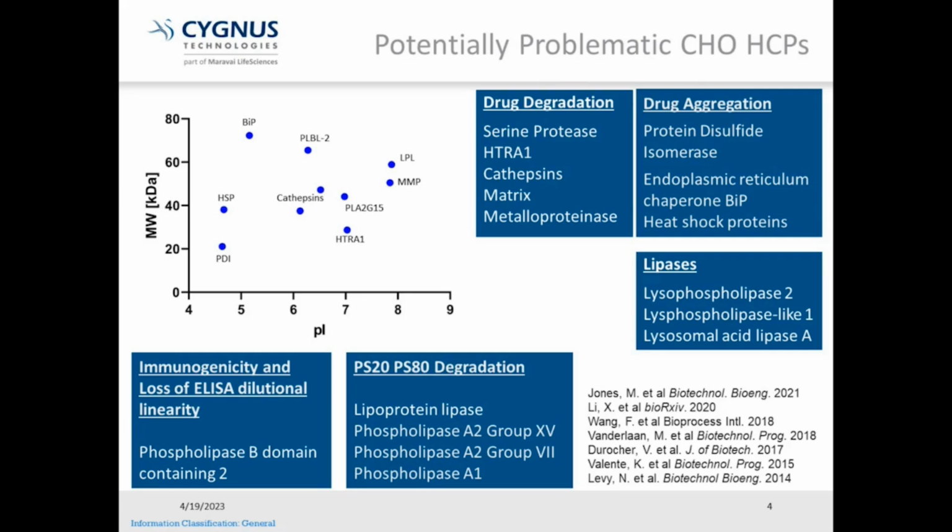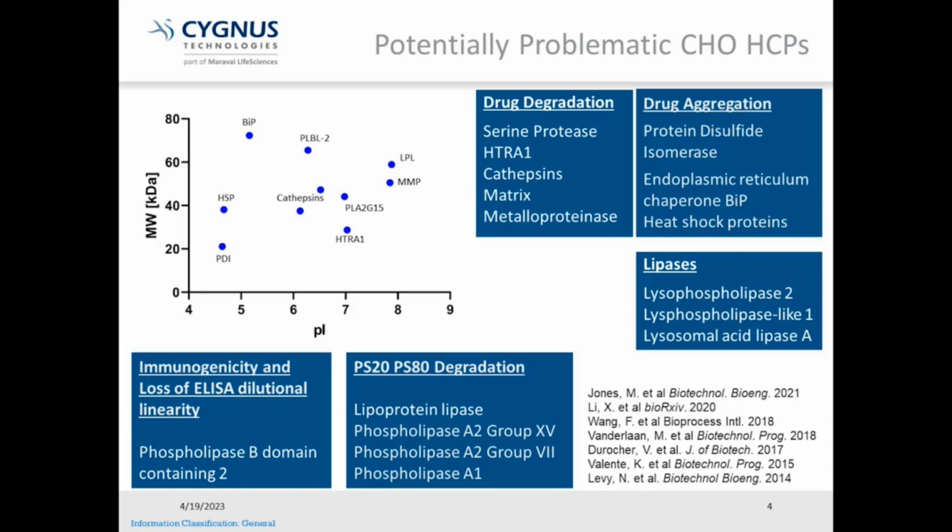The intent of ELISA is to quantify host cell proteins that may be potentially problematic. We know from the literature and from Cygnus Technologies' over 25 years of host cell protein experience, there are many host cell proteins that affect drug product stability. Host cell proteins can affect drugs by degradation through protease activity against the drug itself, promoting drug aggregation, degrading PS20 and PS80 drug stabilizers, increasing the immunogenicity of the drug, and causing dilutional linearity issues.